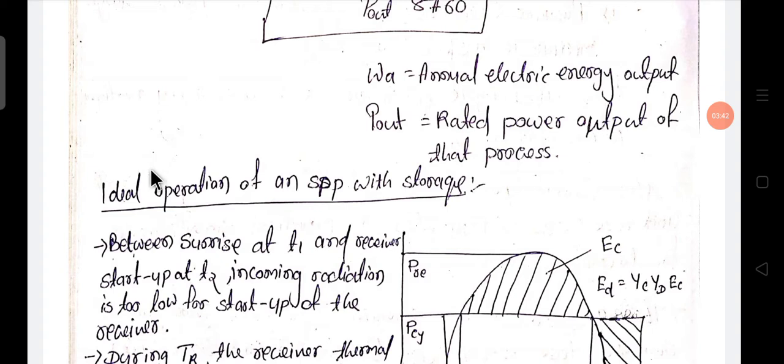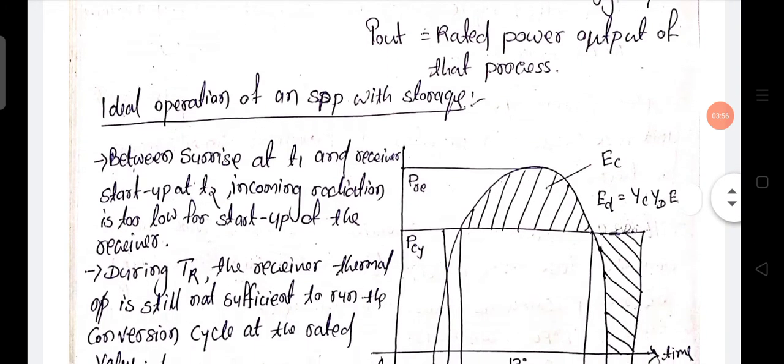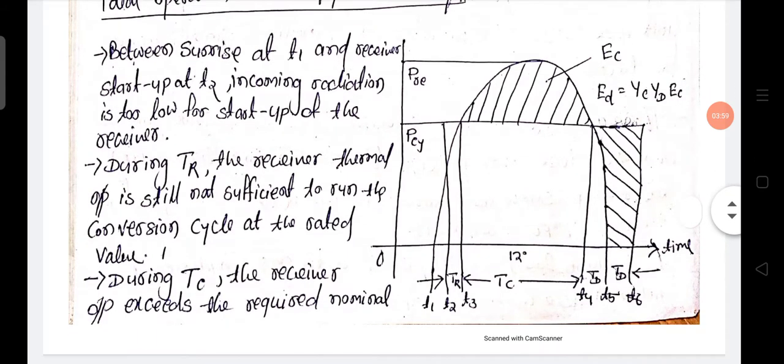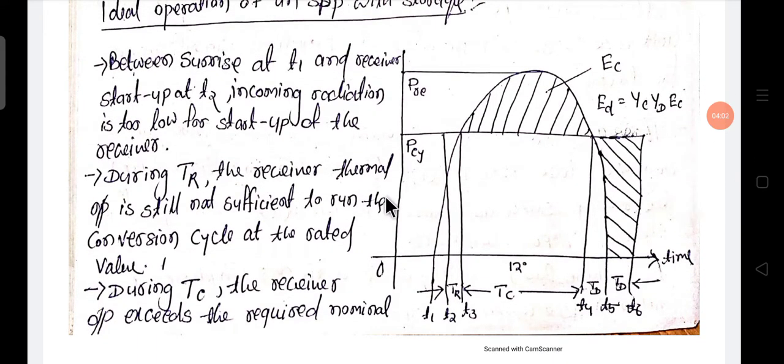Now see, the ideal operation of an SSP with storage. Let's see. This is the diagram representing the ideal operation of an SSP. Between sunrise at T1, this T1, this axis is time.